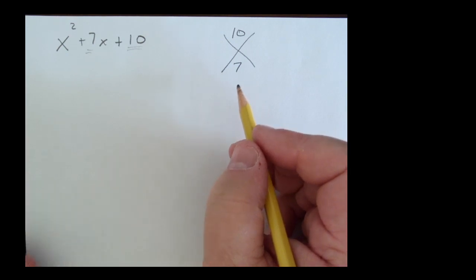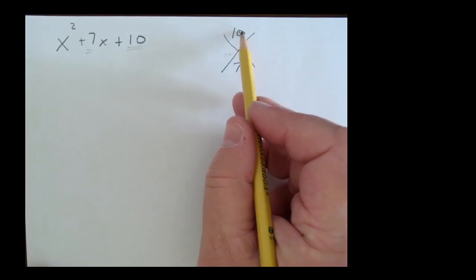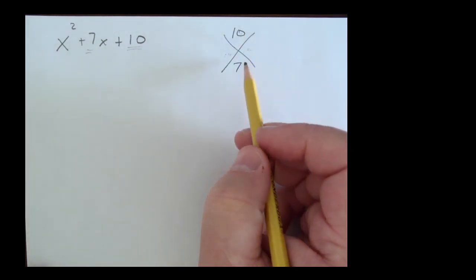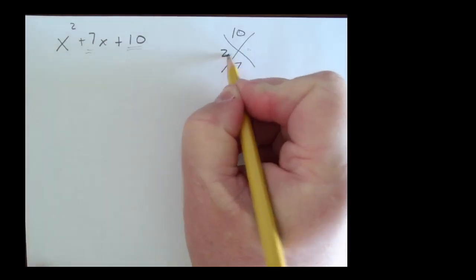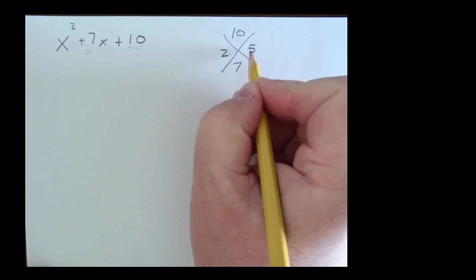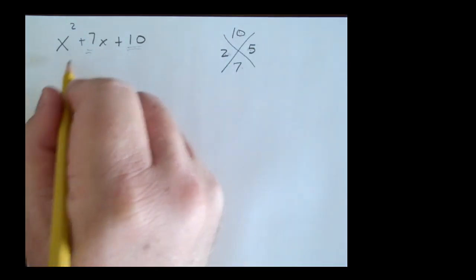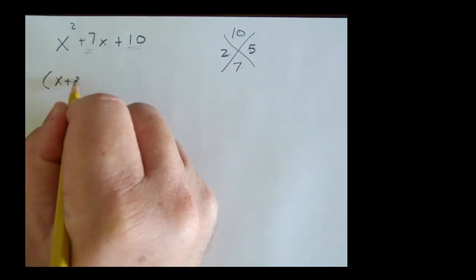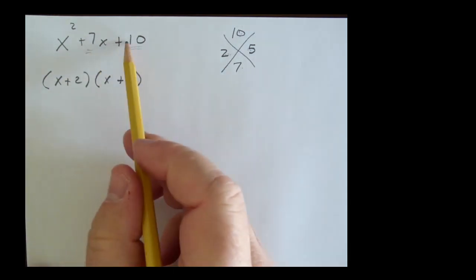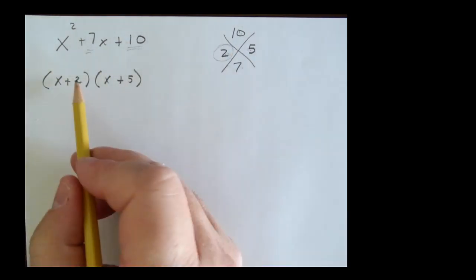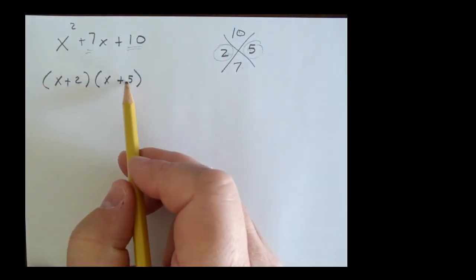What were the rules of the X puzzle that I gave you? What two numbers, when you multiply them, you get 10, but when you add them together, you get 7? 2 and 5. 2 times 5 is 10. 2 plus 5 is 7. And so what we do is put them into a form like this. 2 is positive, so we go x plus 2. 5 is positive, so we go x plus 5.